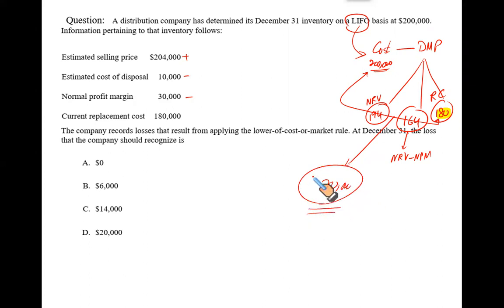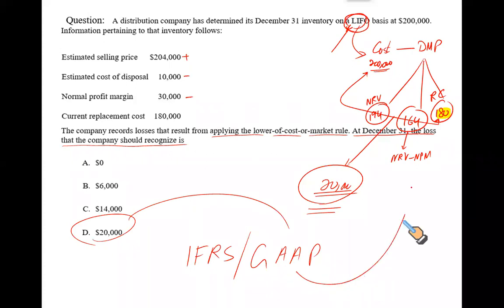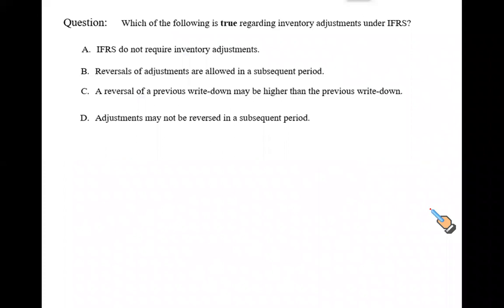The question is silent. Can anyone tell me whether it is under the IFRS regime or under US GAAP? Absolutely, and this is because LIFO is permitted under US GAAP. It is not permitted under IFRS. So, ladies and gentlemen, this $20,000 loss needs to be written down. The company records losses that result from applying the lower of cost or market rule. At December 31st, the loss that the company should recognize is $20,000. And this loss, ladies and gentlemen, is not reversible. That's an important point.